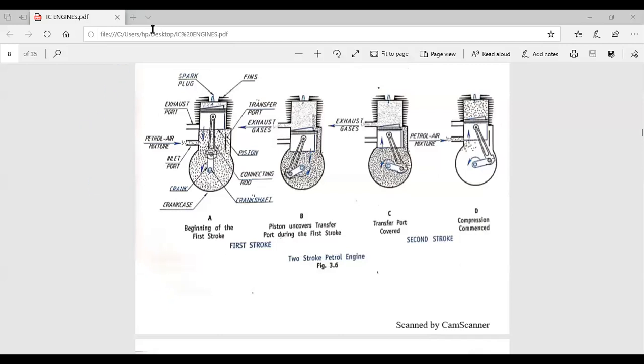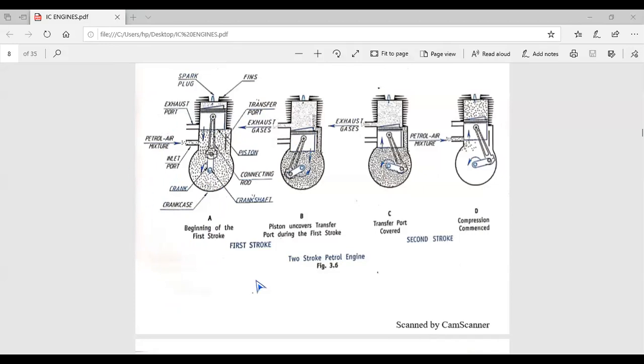All of you observe here. Say, what are the components present here? Starting one by one: first cylinder, piston, piston ring, tank, crankshaft, crankcase. Next, inlet port, exhaust port, transfer port.